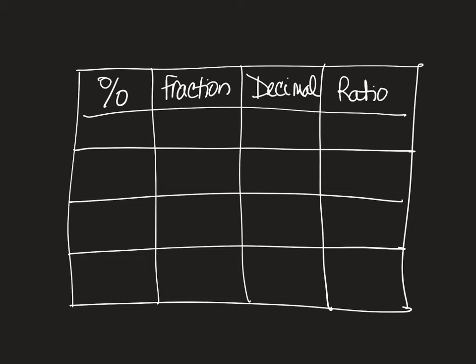Now, let's start with 63%. Okay, so if I was going to write 63% as a fraction, how would I write that? Seth? 63 over 100, right? Now, our textbook wants us to reduce that fraction. So, how could 63 over 100 be reduced?